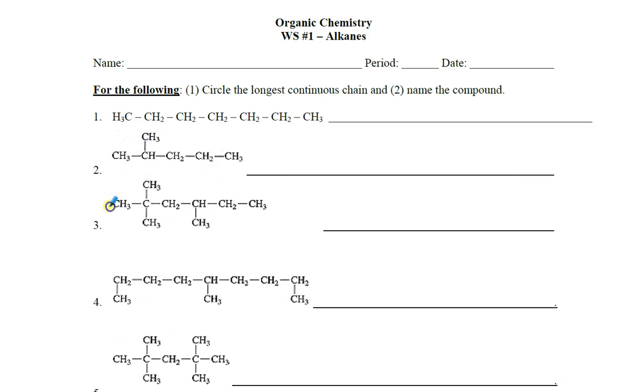This one, if I were to count 1, 2, 3, 4, 5, 6 along different paths, or 1, 2, 3, 4, 5, it looks like 6 is the longest, and I'm just going to stick with the one that's straight across. It makes it a little bit easier. And I have some branches, and they are all methyl groups. In fact, there are 3 methyl groups, so we call that trimethyl.